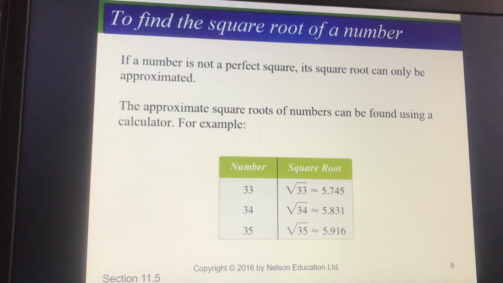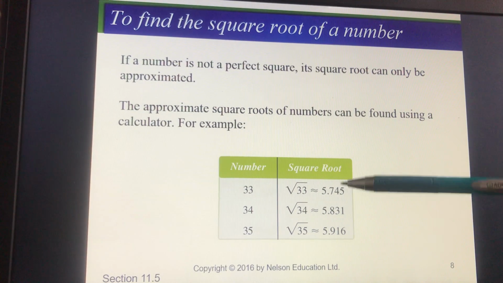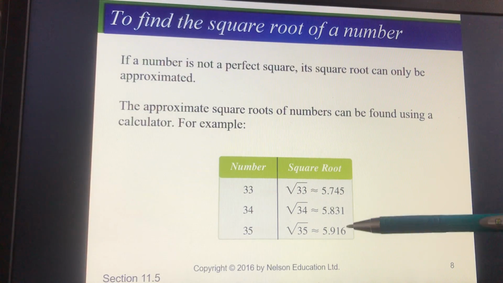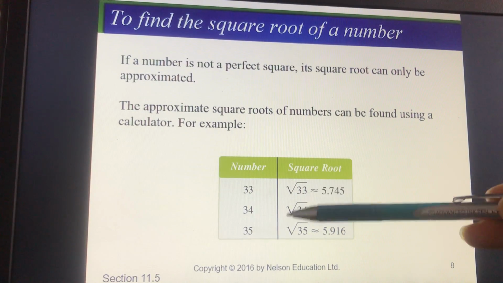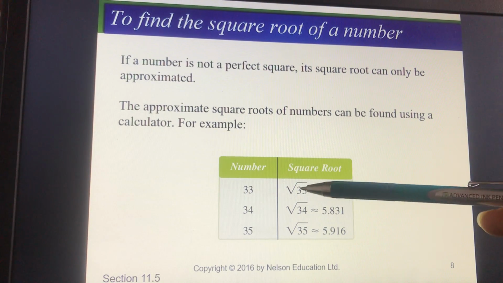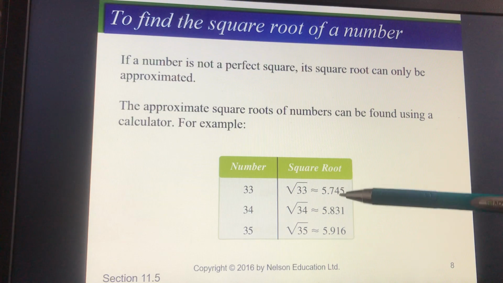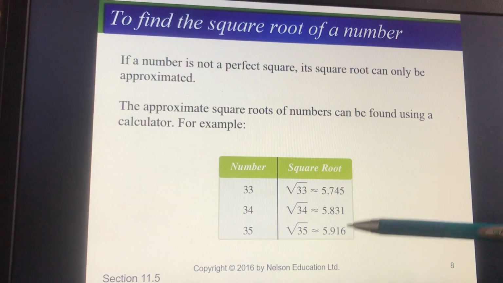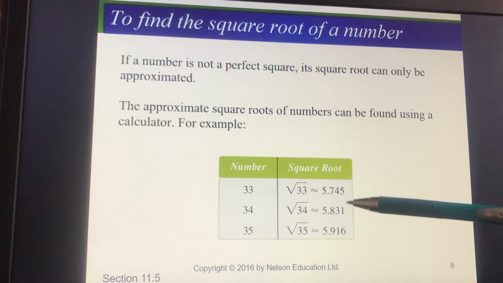Sometimes when a number is not a perfect square, its square root can only be approximated, and we work with them in decimal format in this chapter. In later math courses, you will learn how to simplify these. But at this point, you only put them in your calculator, and your calculator will give you an approximation of the decimal value. You will just use that.